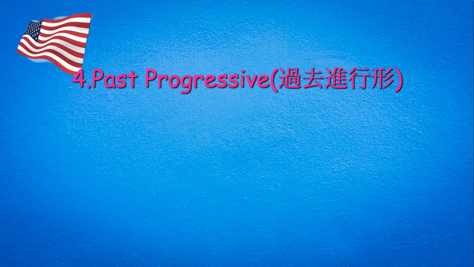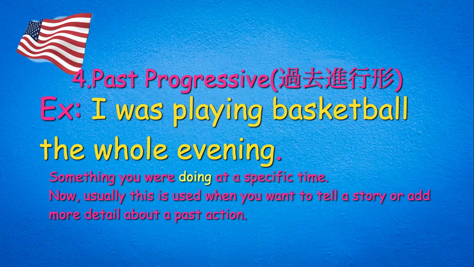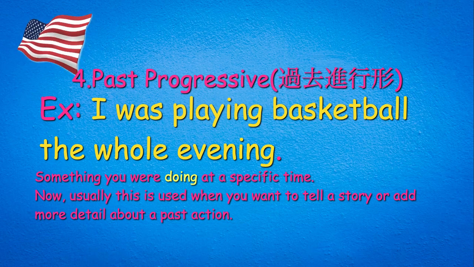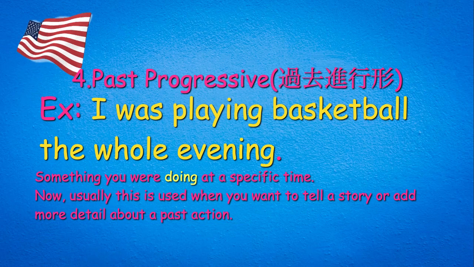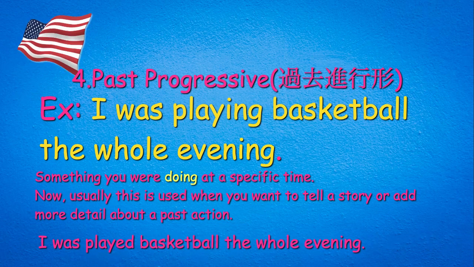Past progressive. Example, I was playing basketball the whole evening. This expresses something that you were doing at a specific time. Now, usually this is used when you want to tell a story or add more detail about a past action. I was playing basketball the whole evening when something happened. We don't say, I was played basketball the whole evening. That'd be wrong.